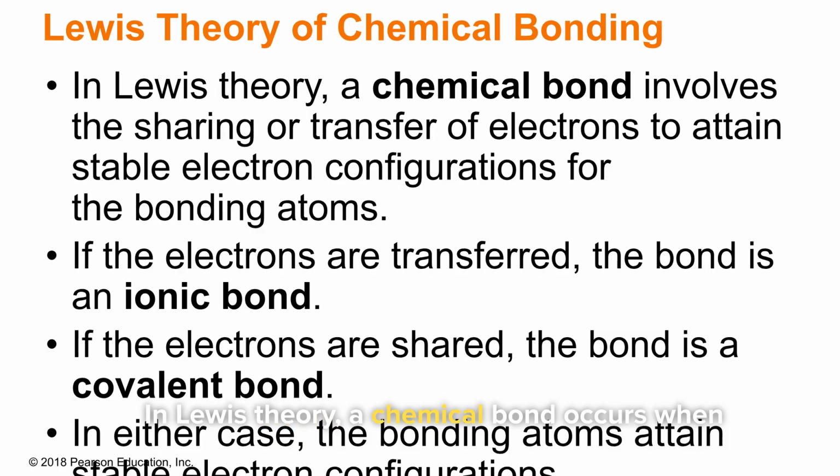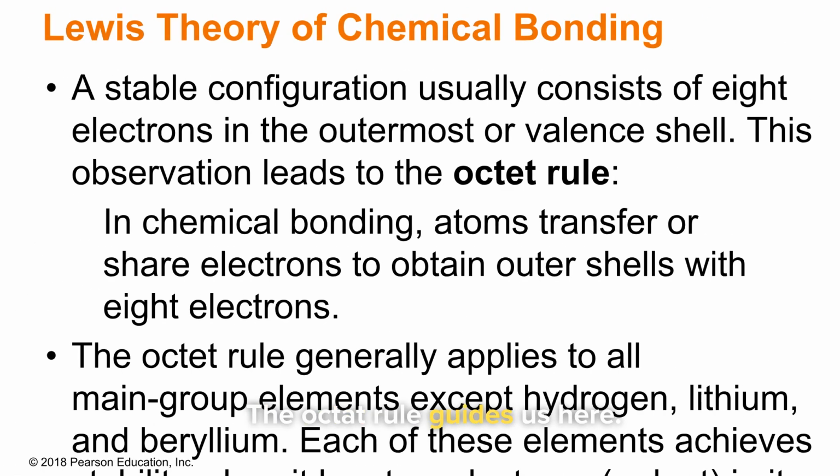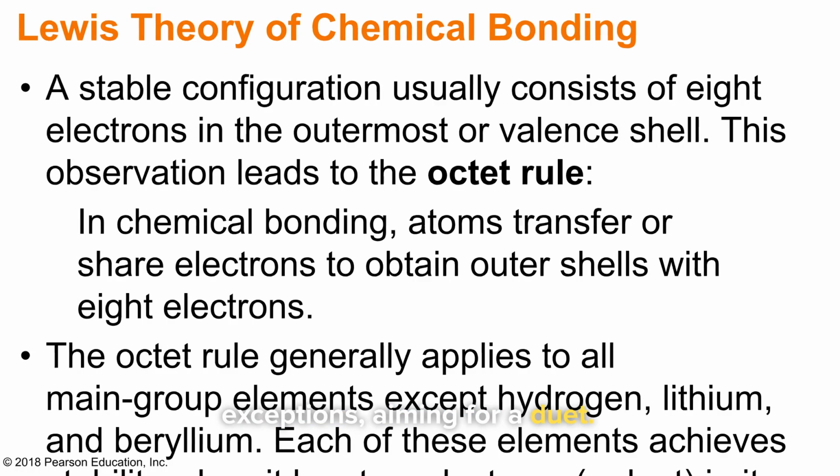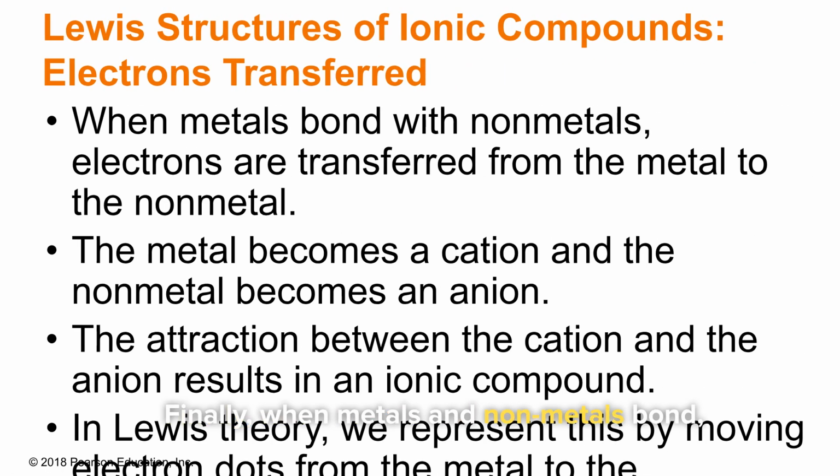In Lewis theory, a chemical bond occurs when electrons are either shared or transferred to reach stability. This defines the difference between ionic and covalent bonds. The octet rule guides us here. Atoms generally bond to achieve an outer shell of 8 electrons. Helium, lithium, and hydrogen are the key exceptions, aiming for a duet. Finally, when metals and nonmetals bond, electrons are transferred. The metal becomes a cation, the nonmetal an anion, and their electrostatic attraction forms an ionic compound.